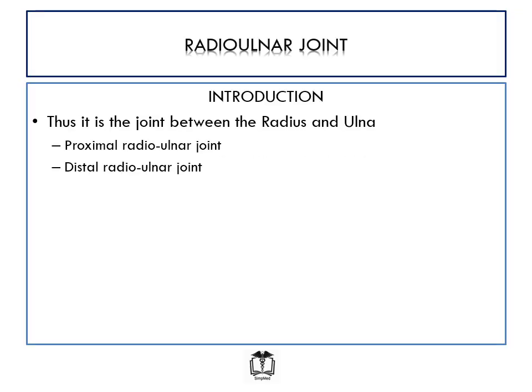Let's talk about the radioulnar joint. The radioulnar joint is the joint that we see within the forearm. It's a joint between the radius and the ulna, and it's a joint involved in a very unique type of movement we see around that particular region.